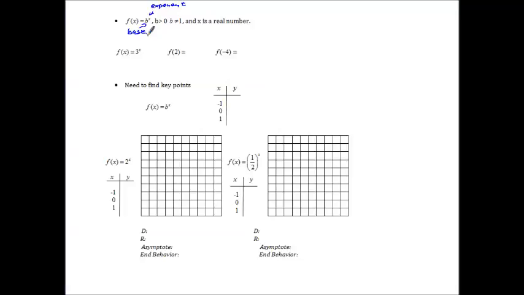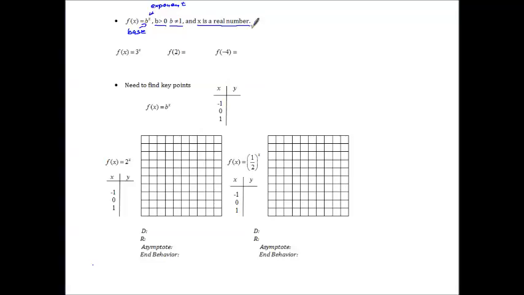B has to be a number which is greater than 0. It also cannot be equal to 1, because remember, 1 to any power whatsoever is always 1. So what would be the point of having a function if the output is always 1, right? And x has to be a real number.